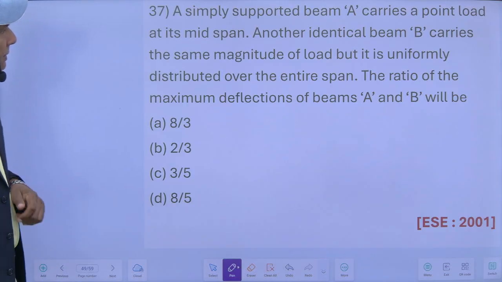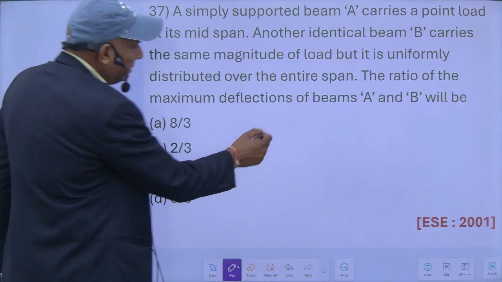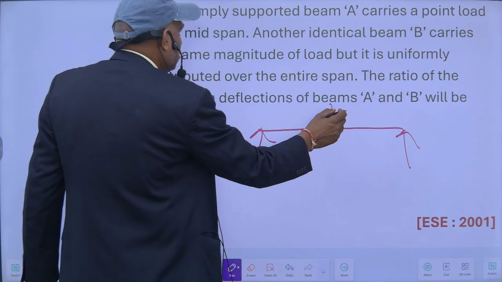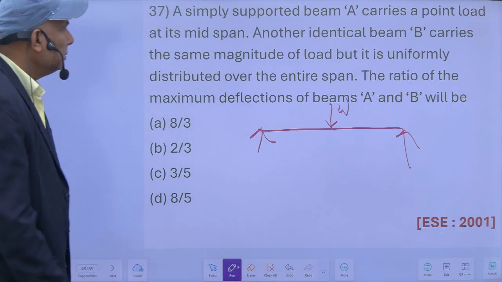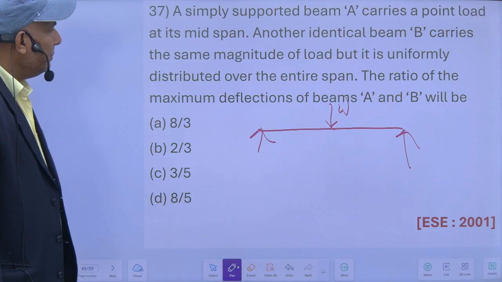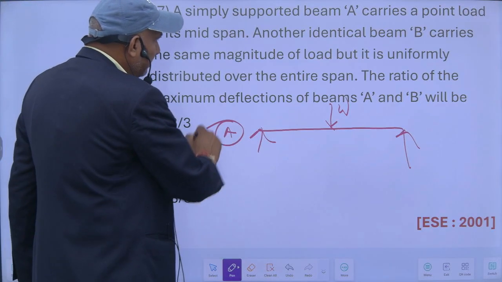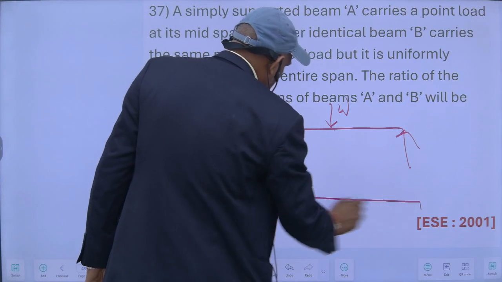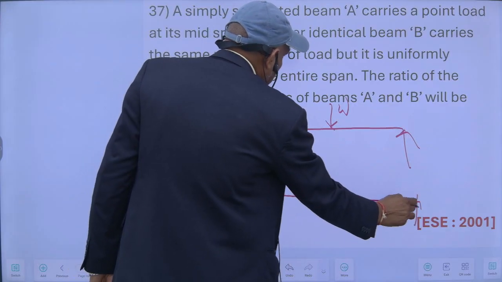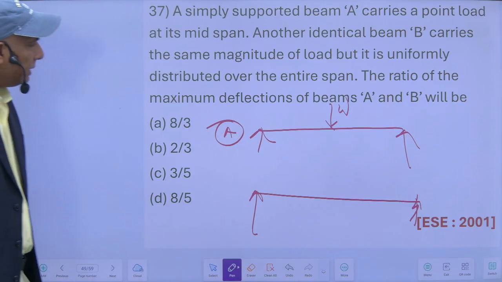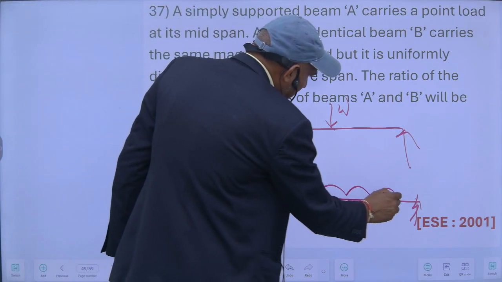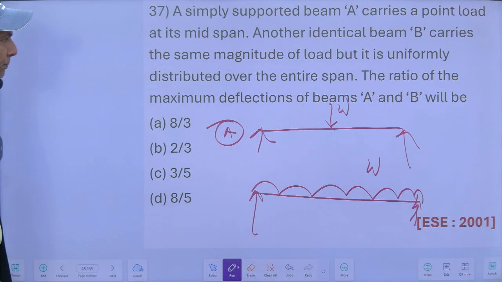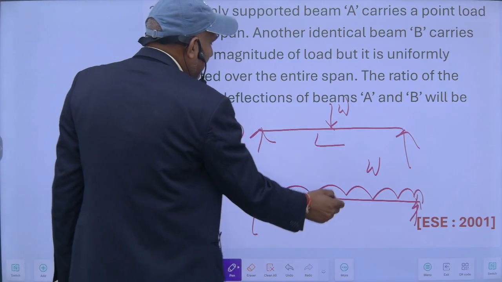A simply supported beam A carries a point load at its mid span. Another identical beam B carries the same magnitude of load, but it is uniformly distributed. So this load is also W, but uniformly distributed. Suppose this is L, and this is also L.